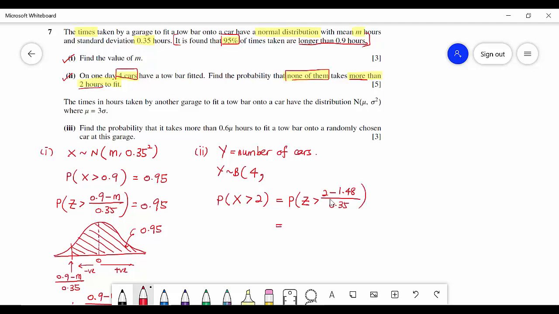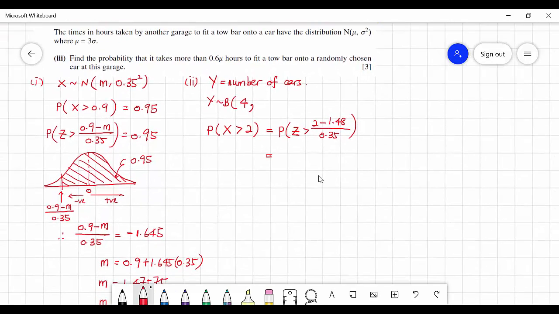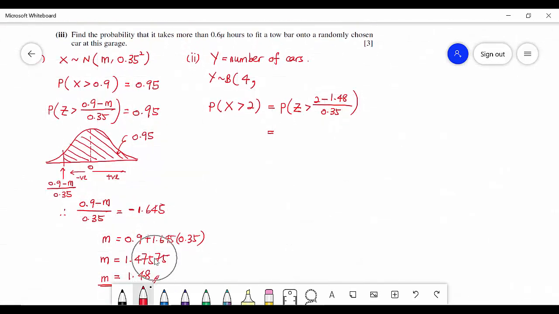Okay, so just a reminder, when you write out the answer, you can write out 1.48 here, but when you press the calculator to get the final answer, please make sure that you get the long value here. Okay, so if you put in the long value for me, I will get z greater than 1.698.